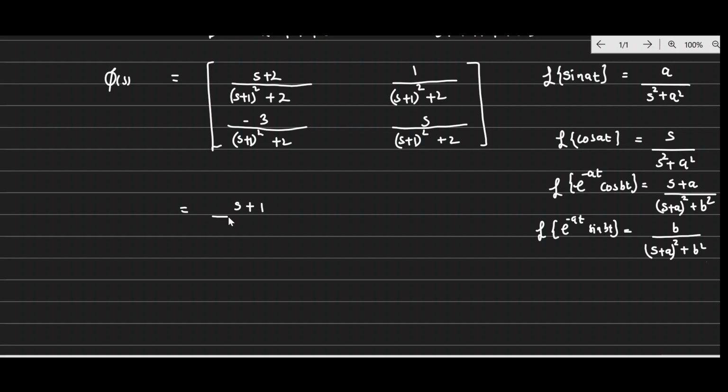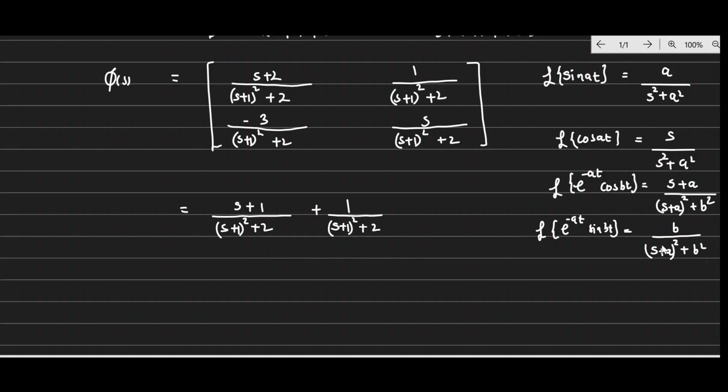So the first one, s plus 1 over (s plus 1) squared plus 2. And then another one, the one that came from these two, I also write separately using the same denominator, s plus 1 squared plus 2.